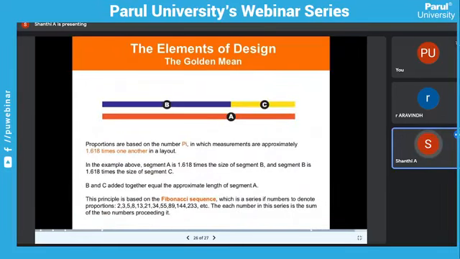I just want to have something. One minute, I'll just check it out. Okay, this is the thing I was looking for. Can you see the slide now? Yeah, it is visible. Okay.